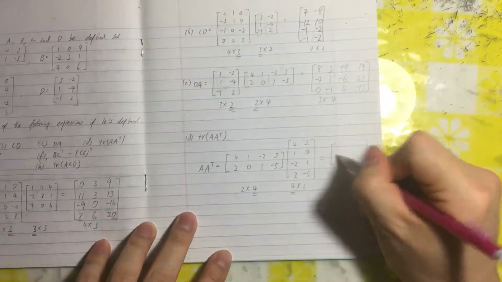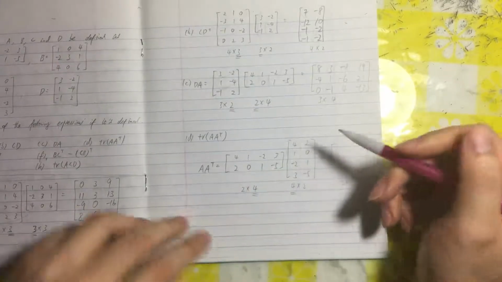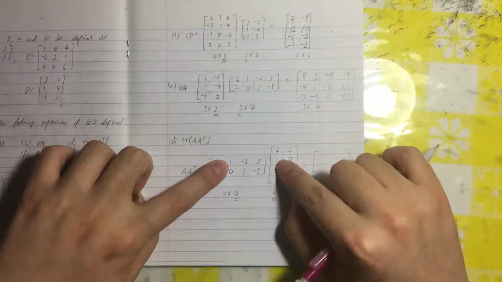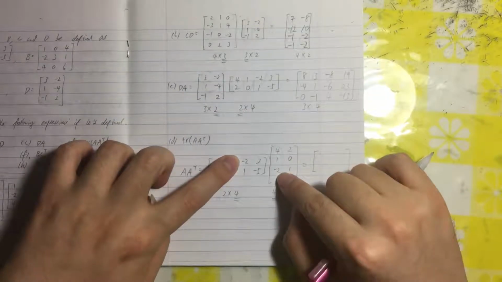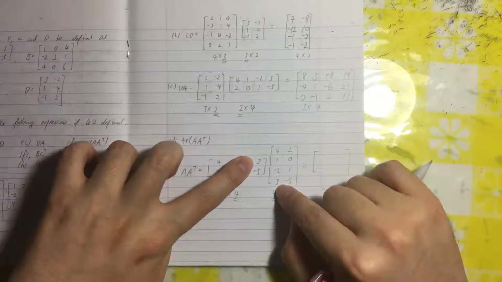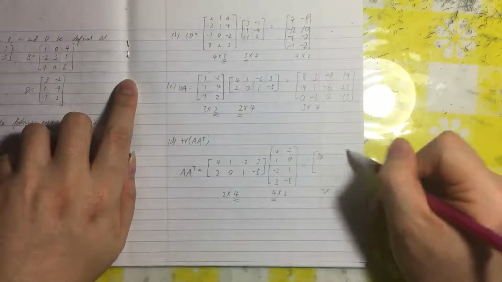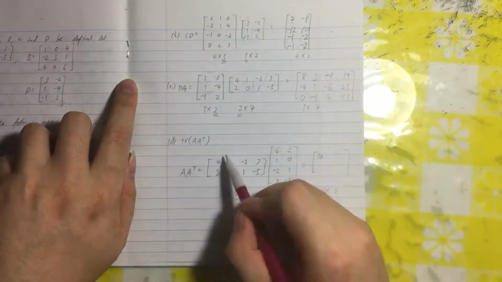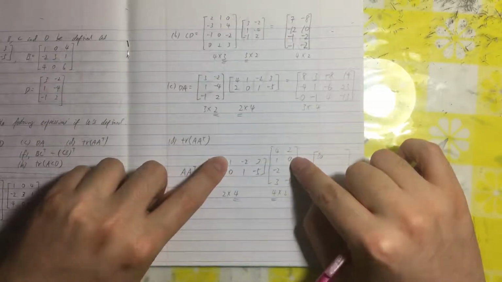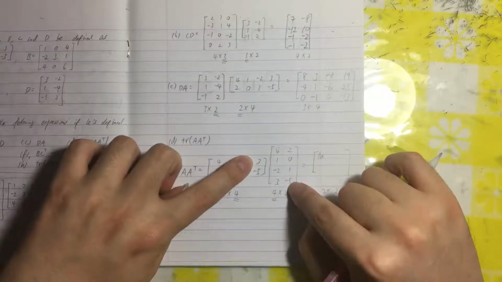For the first entry, first row, first column, take first row times first column. That's 16. 16 plus 1 is 17. 17 plus 4 is 21. 21 plus 9 is 30. Next, first row, second column. Take first row times second column. That's 8. 8 plus 0 is 8. 8 plus negative 2 is 6. 6 plus negative 15 is negative 9.